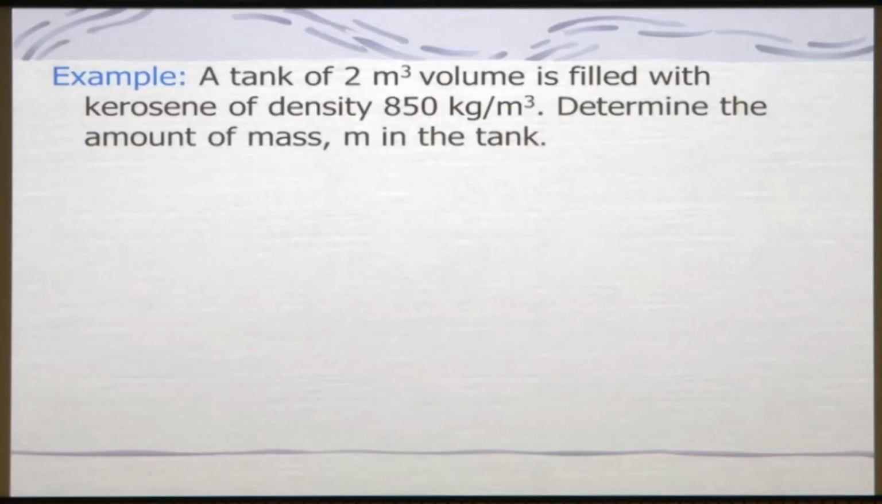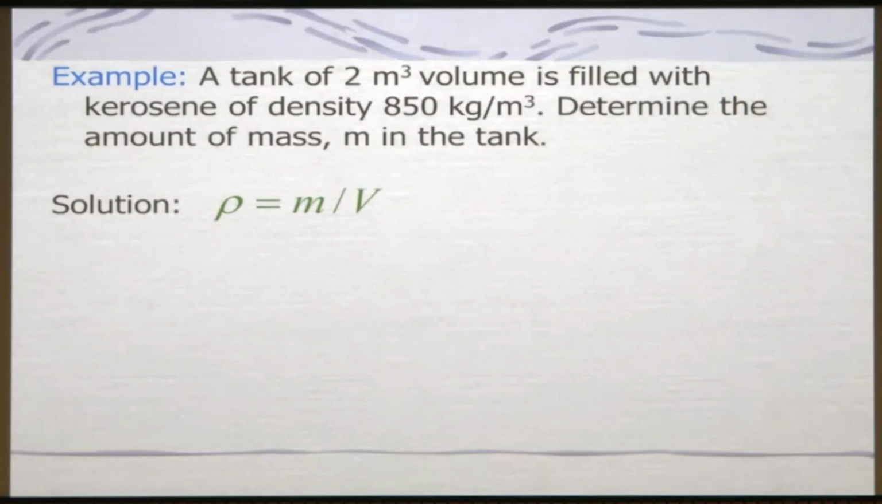Let us take a very simple example. A tank of 2 meter cube volume is filled with kerosene of density 850 kg per meter cube. Determine the mass m in the tank. What you have to do is very simple. You are given the density and the volume. The density is equal to m by V, so the mass is equal to rho into V, and you just plug in the numbers.